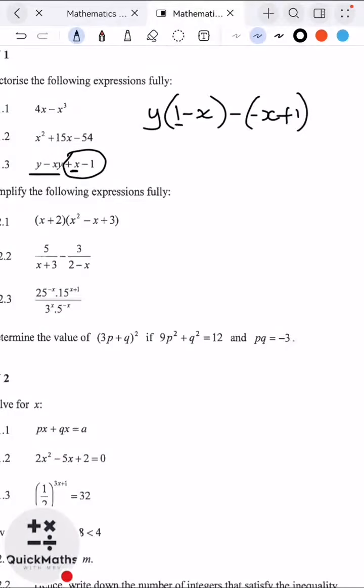Okay, so what we notice now is our brackets are actually the same. So this is a plus 1 minus x, and this is a plus 1 minus x. So the brackets are the same. Once the brackets are the same, the entire bracket is my common factor. The entire bracket is my common factor when we have same brackets.